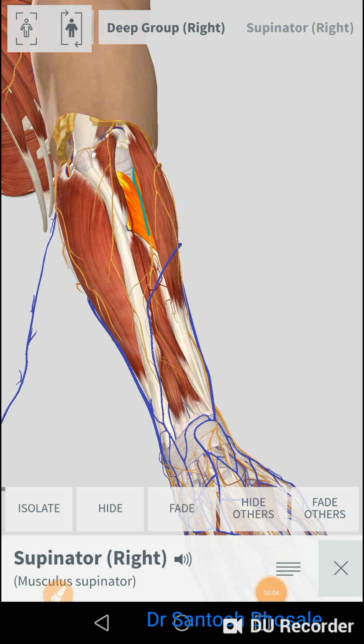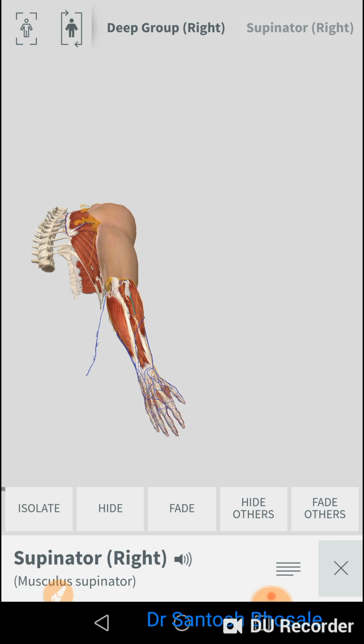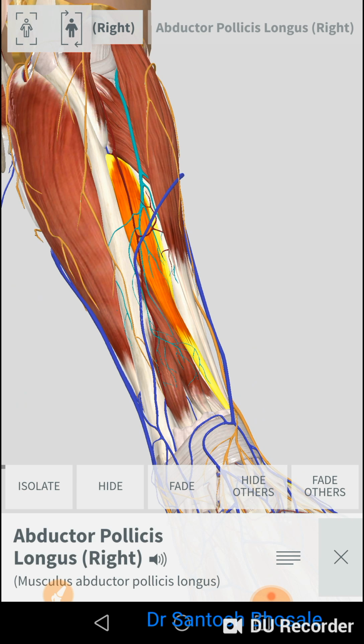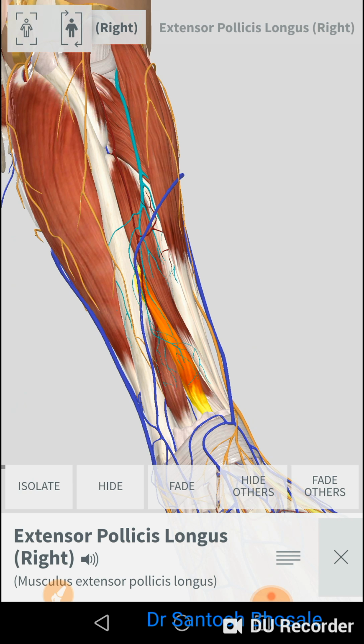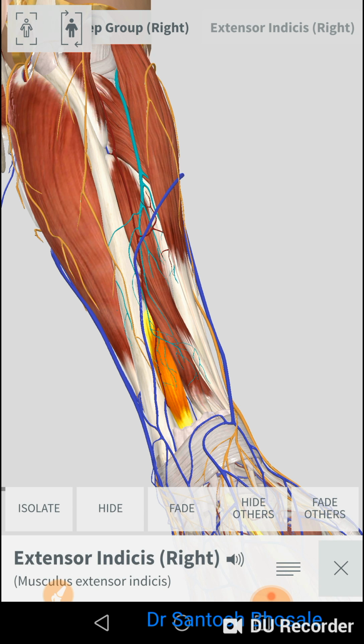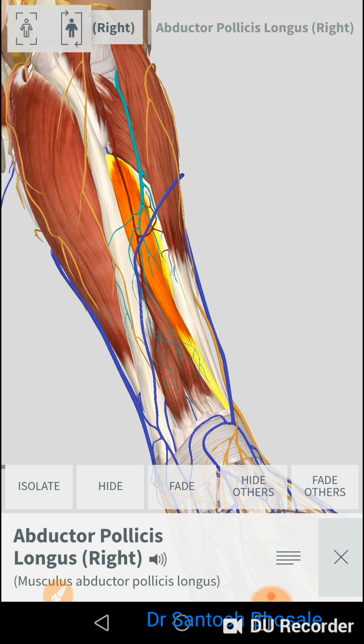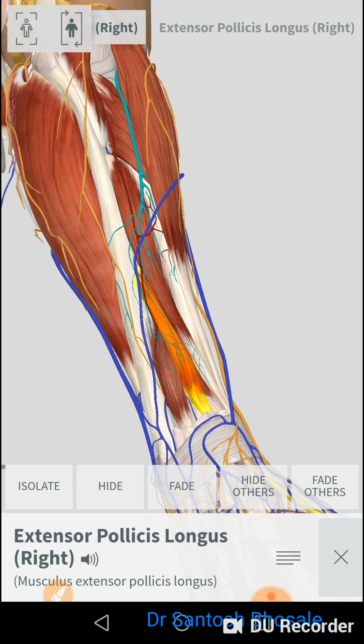After the supinator, we are going to the other 3 deep muscles here, that you can see: abductor pollicis longus, extensor pollicis brevis, extensor pollicis longus. These abductor pollicis longus, extensor pollicis brevis, and extensor pollicis longus are called outcropping muscles because they emerge from the furrow in the lateral part of forearm between lateral and posterior groups of the superficial extensor muscles.